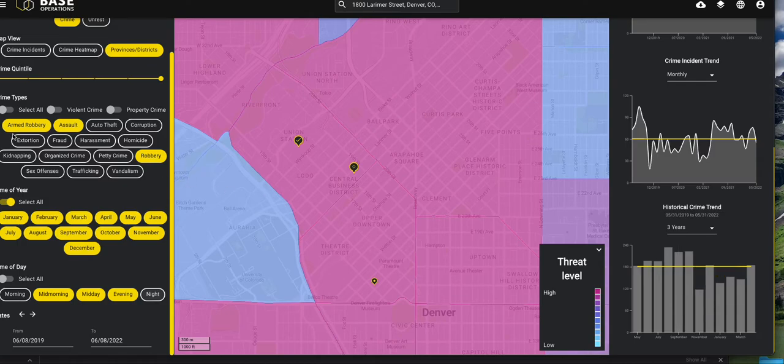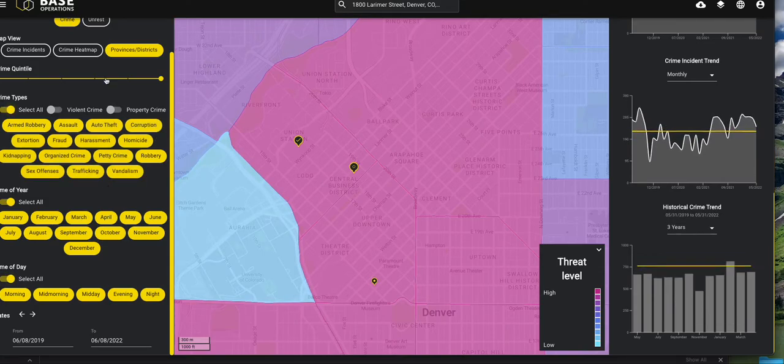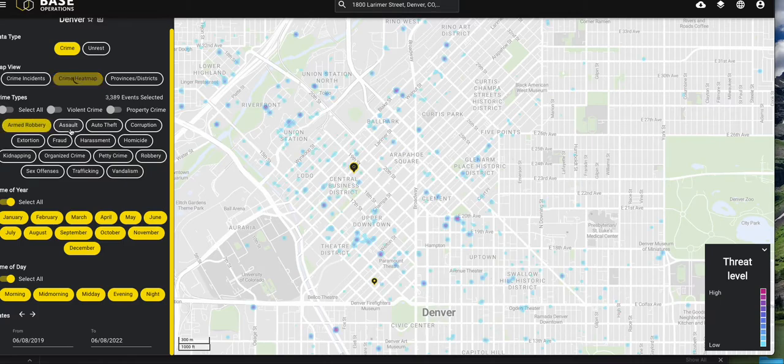Now, these are the types of things that you would use to, number one, help proactively plan around things like security operations, and number two, notify employees of when they can expect to see an uptick in these types of crimes, to help make them a little bit more risk aware and put them in a better position to avoid an incident. Now let's drill down and see where these crimes are actually occurring around this particular location.